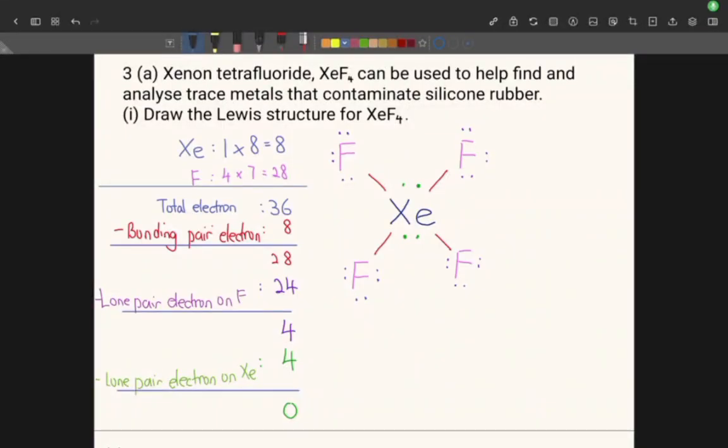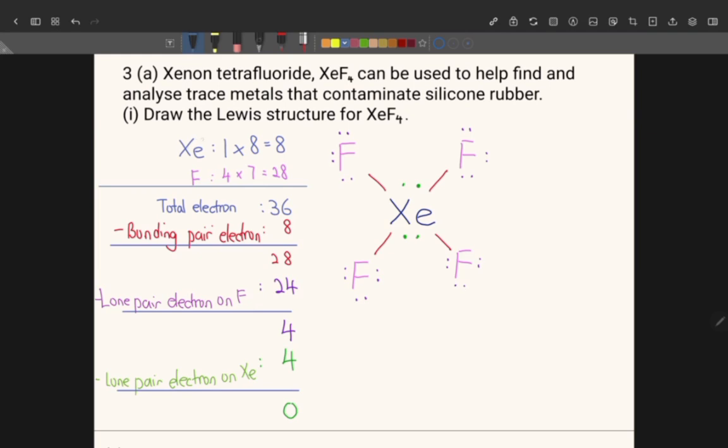So the first question, 3A: xenon tetrafluoride, XeF4, can be used to help find and analyze trace metals that contaminate silicon rubber. So first, draw the Lewis structure for XeF4.